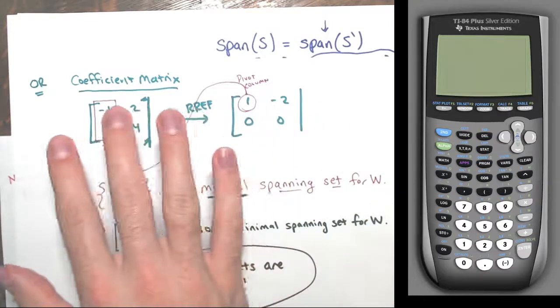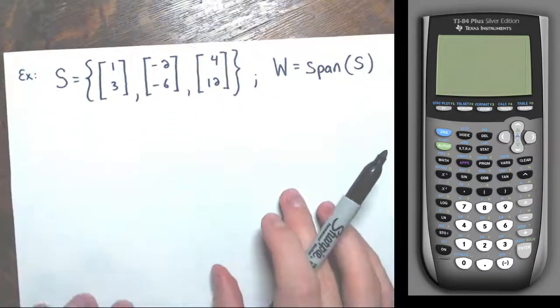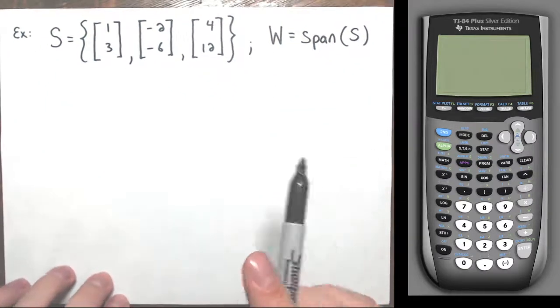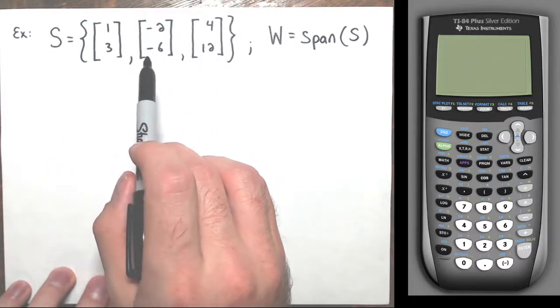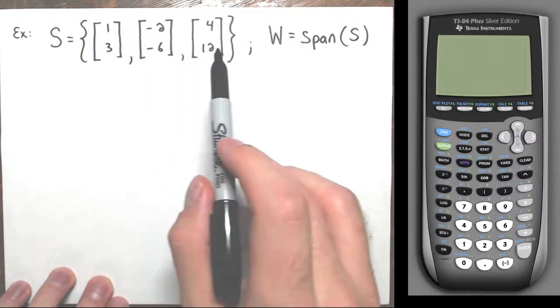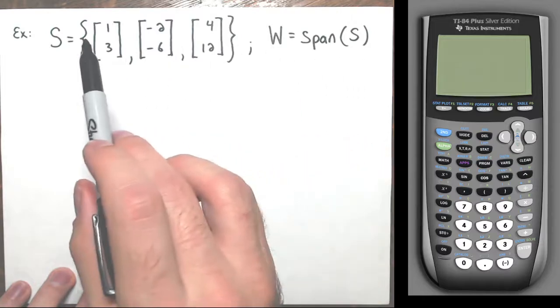But if you follow my procedure with the matrices, you're going to find the same minimal spanning set as everyone else who sets it up the same way. All right, wonderful. I've shown you a couple of the long ways to do stuff. Let's just stick to that matrix way, with the pivot columns and all that. So here's a set S. It's got these 3 vectors: 1, 3; -2, -6; 4, 12. And again, we're looking at W, the span of S, all linear combinations of these.